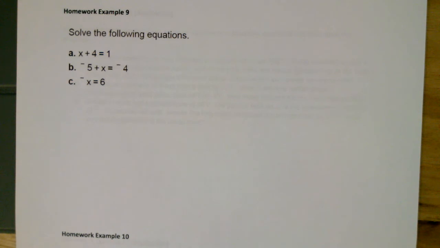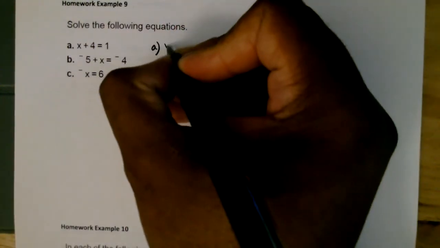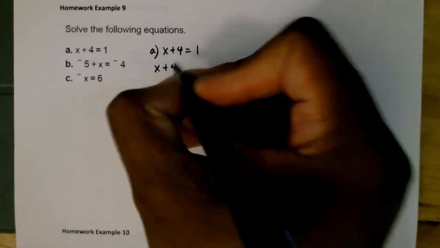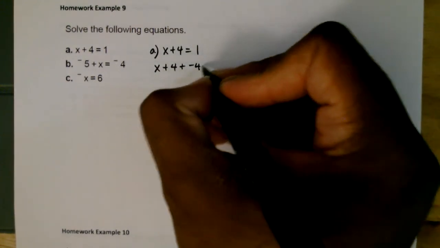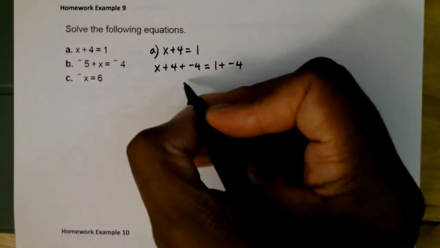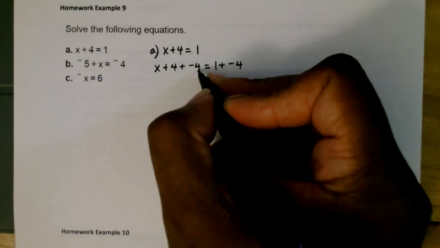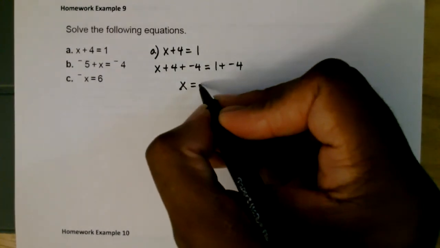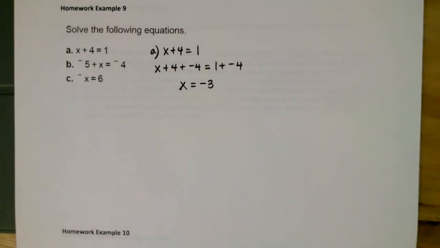Let's say we had some equations that had negative integers in them. Let's say we want to solve the following equations, like in part A, x plus 4 is equal to 1. Well, to solve for x, I'm adding 4. So let's add the opposite of 4, which is negative 4. So I'm adding negative 4 on both sides. So the negative 4 added to its opposite is 0. So you'll be left with x, and that's equal to 1 plus negative 4. It should give you negative 3.